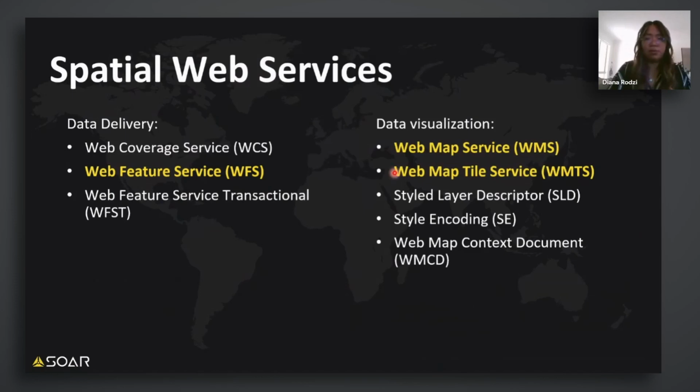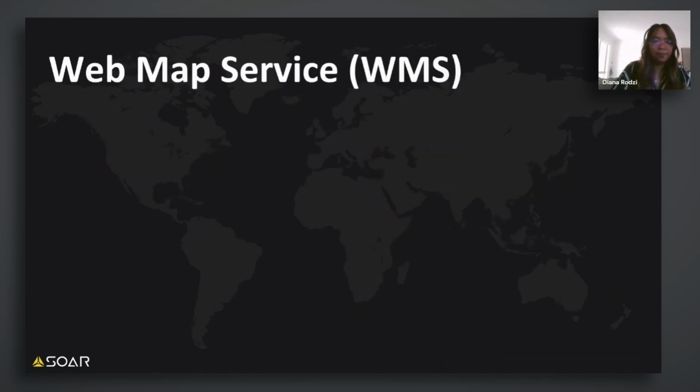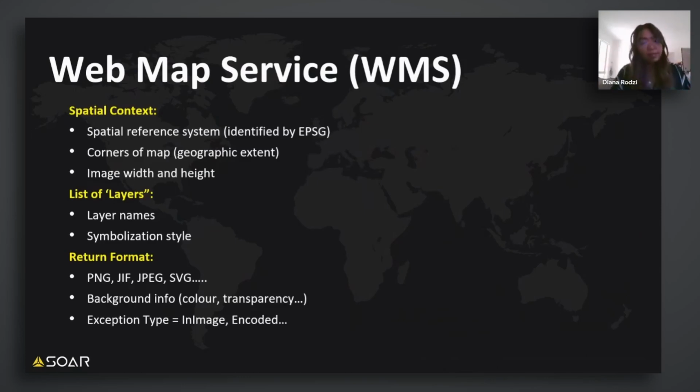So the most popular ones would be a web map service and a web map tile service. I'll touch a little bit on those two in the next couple of slides. Now, if you request a web map service, it generally consists of a few main things. It will always have a spatial context, and that will come in the spatial reference system. I'll touch on that a little bit later on.